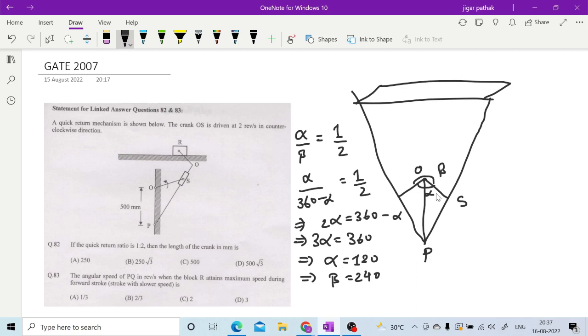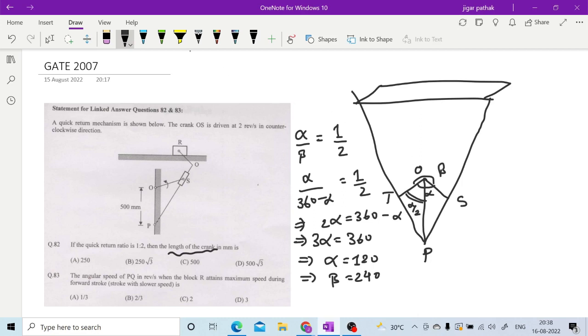Now if you see, this whole angle is alpha, so this angle is alpha by 2, right? If you see this OS, because there is an OT. What you are asked is the length of the crank, right? Length of the crank means this OT or OS is the length of the crank. Excuse me, sir, your voice is not loud, sir. I can't hear. Okay, can you hear me now? Yes, sir. Okay. So here the crank is OS or OT, and this angle is alpha by 2.